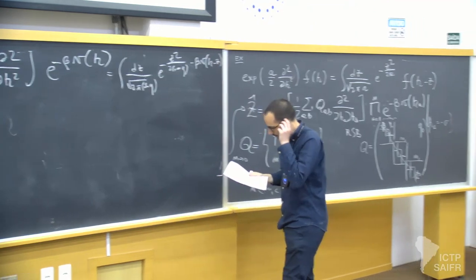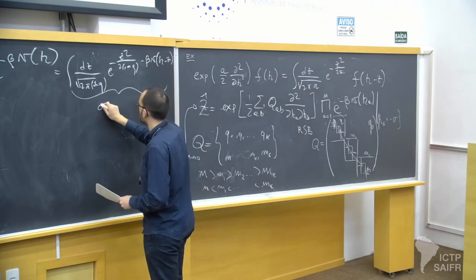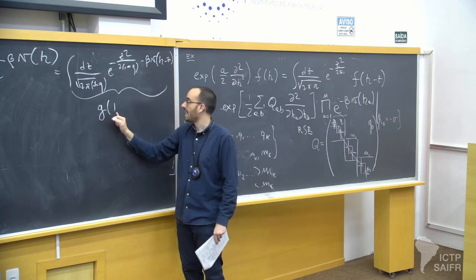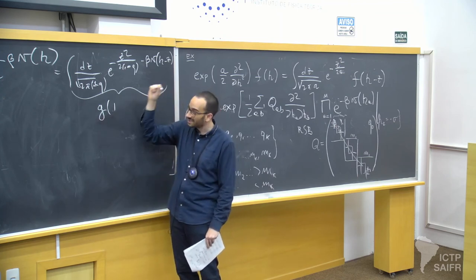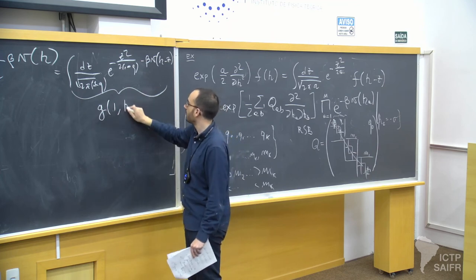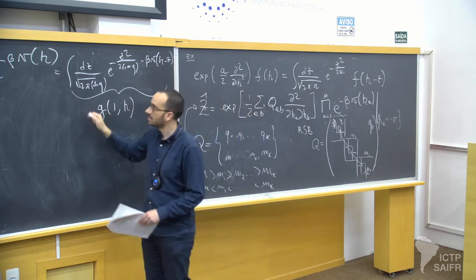So let me call this function G. I will call it g of x equal to 1, because it's really the innermost block of those matrices. And it's a function of h.